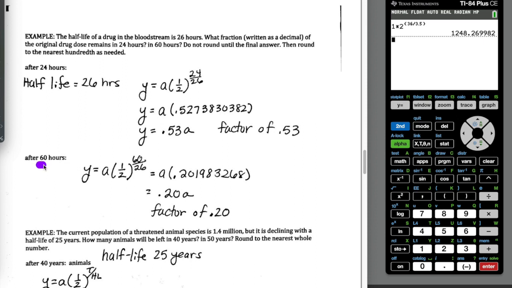Now we're going to do the same thing for 60 hours. We'll put 60 up here. Now that's more than 2 half-lives, so it should be less than 1/4 left. So we have a half raised to the power of 60 over 26, which gives us, when we raise that half to 60 divided by 26, we get 0.201983268. Rounding our final answer to 2 places, we get 0.20, which is less than 1/4 left, which is what we suspected. So our factor is going to be 0.20.